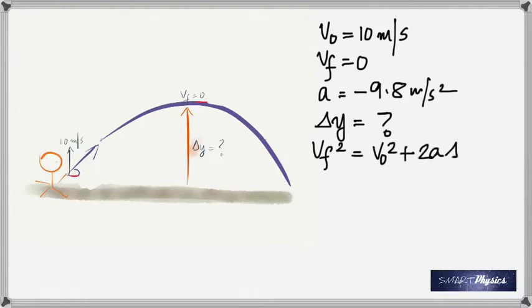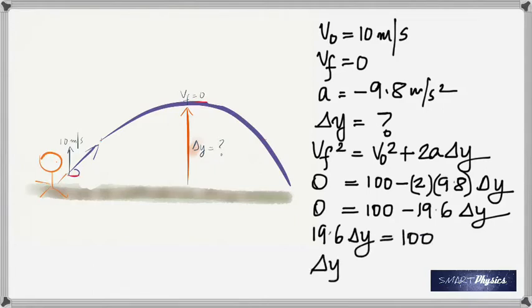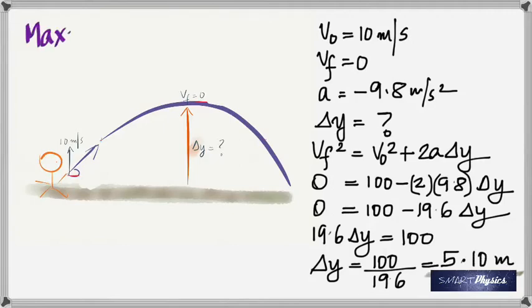The equation is Vf squared is equal to V naught squared plus 2a delta y. 10 squared is 100, and the negative is because a is minus 9.8. 2 times 9.8 gives 19.6. Switch sides and make delta y the subject. Get 100 divided by 19.6, which is 5.10 meter. And so this is how you calculate the maximum height.